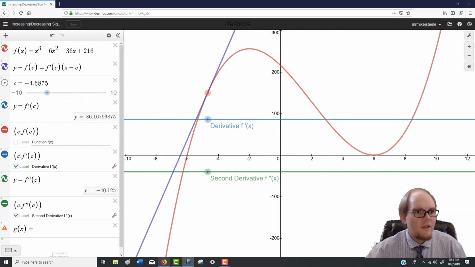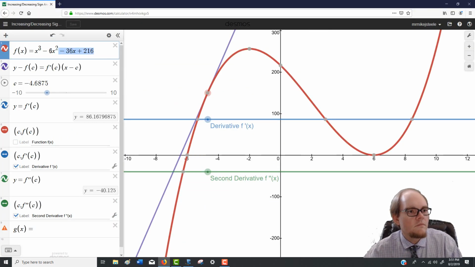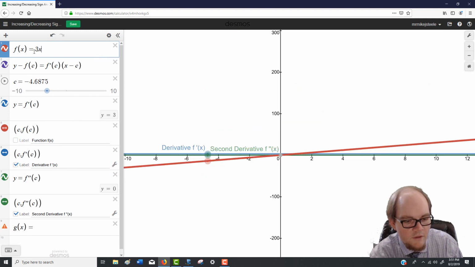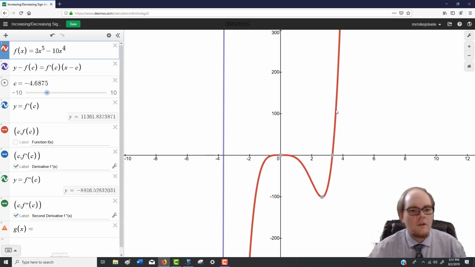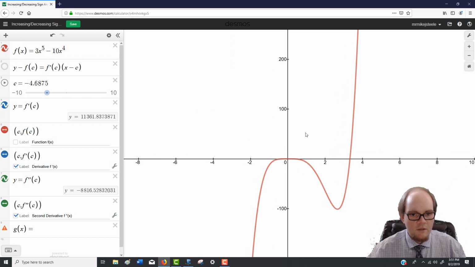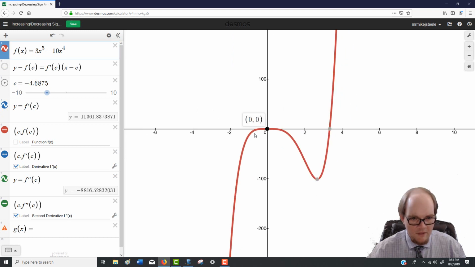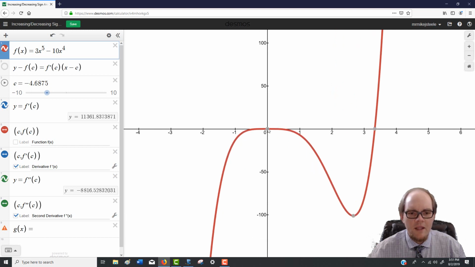So we have 3x to the 5th, 10x to the 4th. Okay, so here's our function. Let's turn off some of this other mess. So x equals 0 is the place where the concavity went from negative to negative. Although you don't know exactly what's happening in there, it looks to me very clearly like this is concave down that entire while.